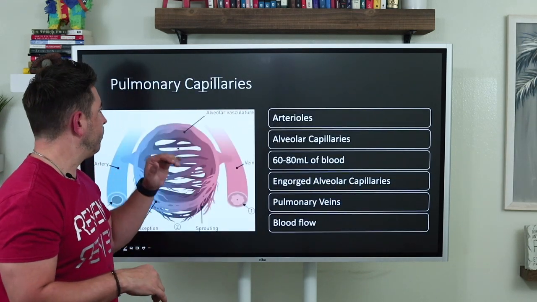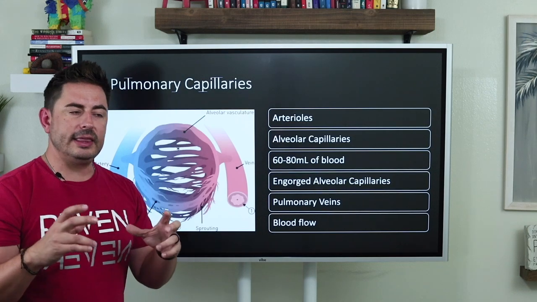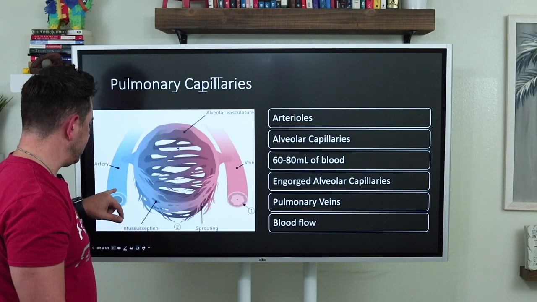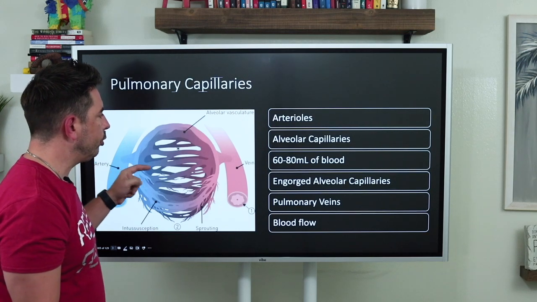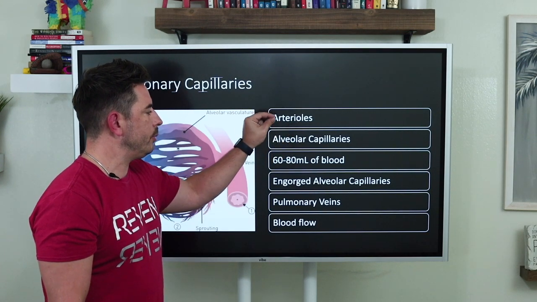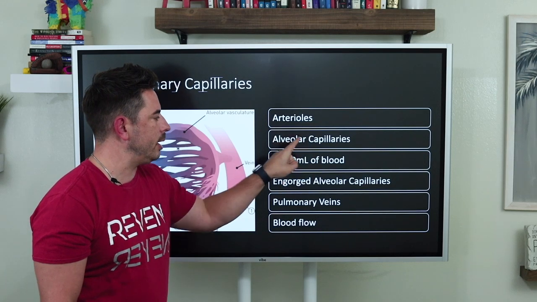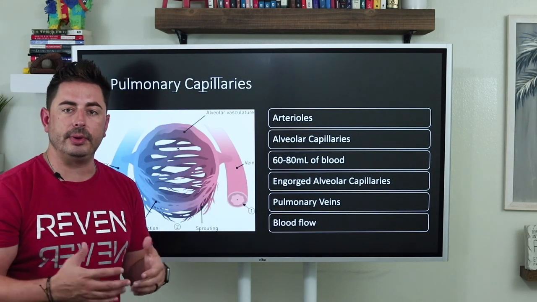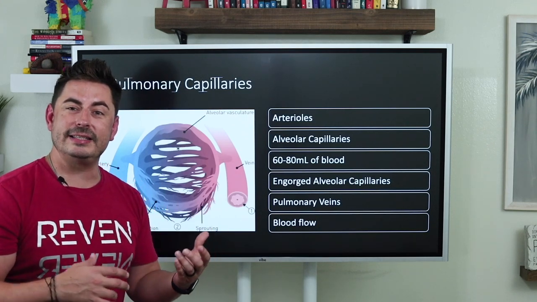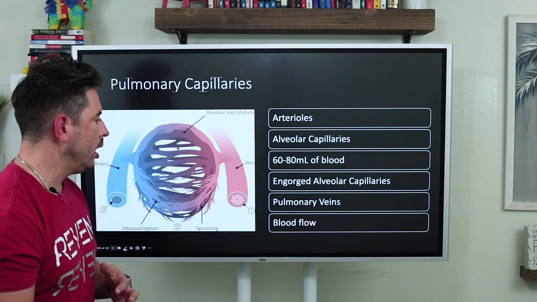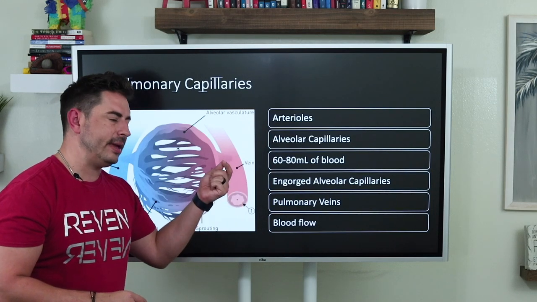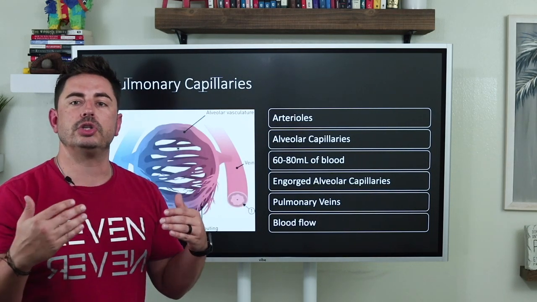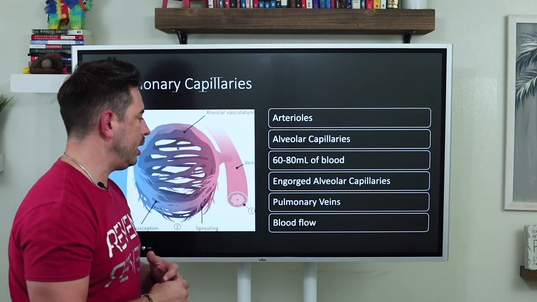When we look at the pulmonary capillaries, we get that blood supply from the pulmonary artery, that's deoxygenated. It'll go through arterioles. From the arterioles, it'll break down into the alveolar or pulmonary capillaries. These will hold about 60 to 80 mLs worth of blood. But what's great about them is they can engorge, they can swell. They can swell to be about 200 mLs in those pulmonary capillaries.